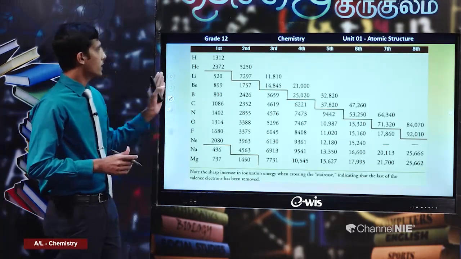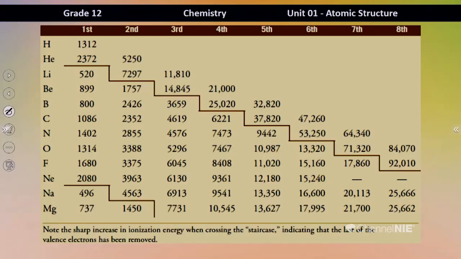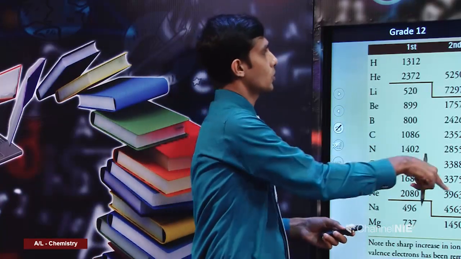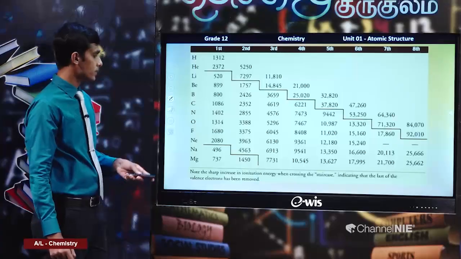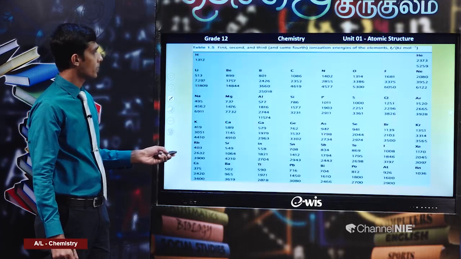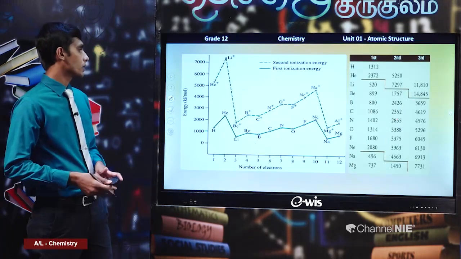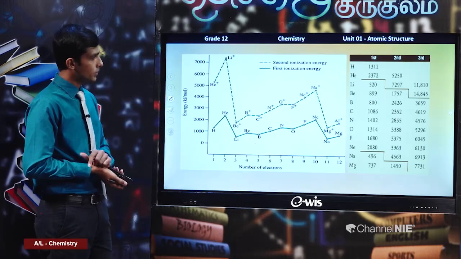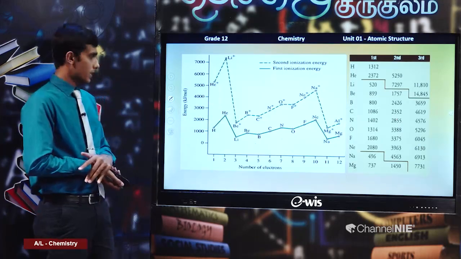Now this table shows the variations of first, second, third, fourth and the successive ionization energies. I will briefly explain the variation of the second ionization energy as well, the way the pattern is obtained there. You can see these first two columns show first and second ionization energies. Let's see how to compare the variation of the second ionization energy with the variation of the first ionization energy.